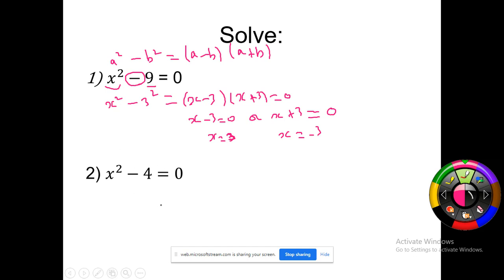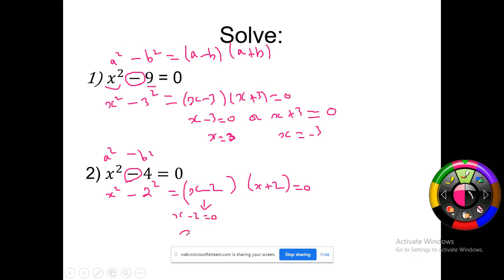The second one. Two terms. Do we have anything in common? No. X squared and 4. It reminds me of a squared minus b squared. It's the same as the preceding one. This is x squared minus 2 squared. So it will be x minus 2 and x plus 2 equal to 0. It means this one, I will solve it equal to 0. X minus 2 equal to 0, x is equal to 2. Or x plus 2 is equal to 0, x is equal minus 2.